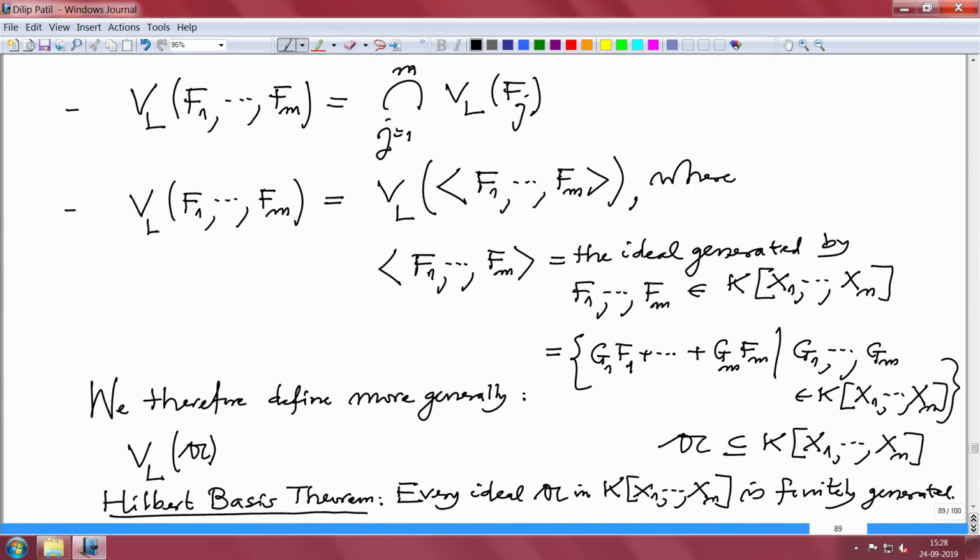And what is VL of A formally? By definition, this is all those points a equal to (a1 to an) in L power n such that f of a is 0 for every f in the ideal A. So, this VLA is a subset of L power n.